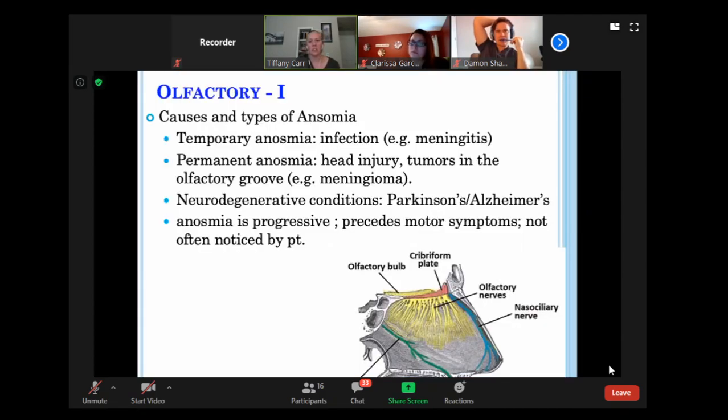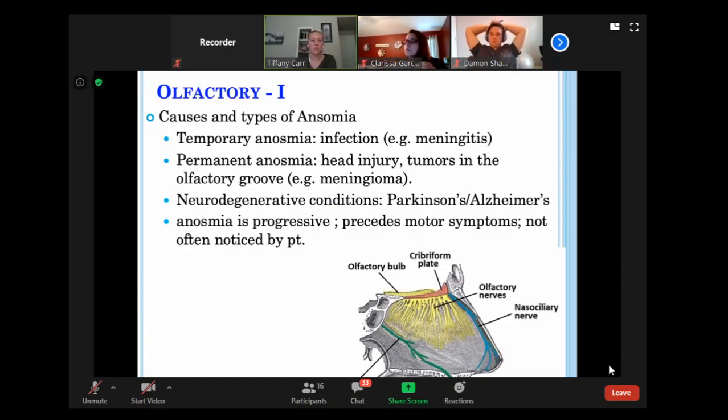Cranial nerve lesions. So we have a lesion of the olfactory tract. We're going to have anosmia, which is going to affect our ability to smell. As we age, the nerves and the input is actually going to kind of diminish. So we have some anosmia as we age as well. So it can be temporary with infections, permanent with certain head injuries or tumors.